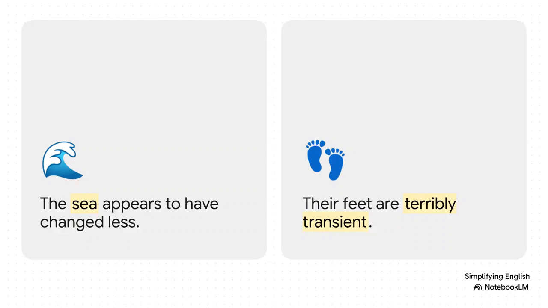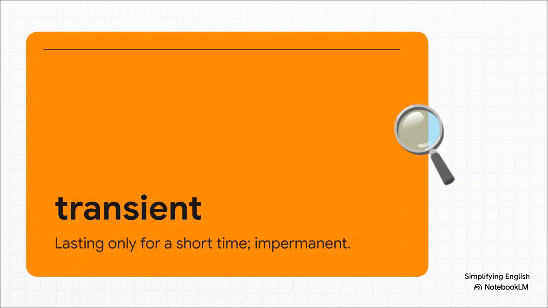But human life, human feet, that brings us to a crucial point. Understanding this word, transient, it means lasting only for a short time, impermanent. The sea washes over feet that will inevitably grow up, age, and pass away. The author uses this one word to suddenly inject this heavy sense of mortality right into the middle of an otherwise cheerful childhood beach scene.